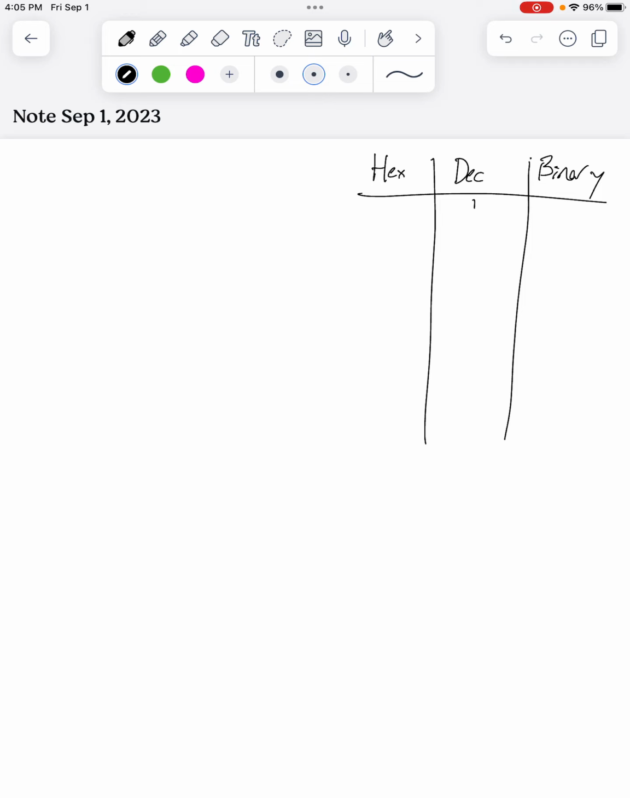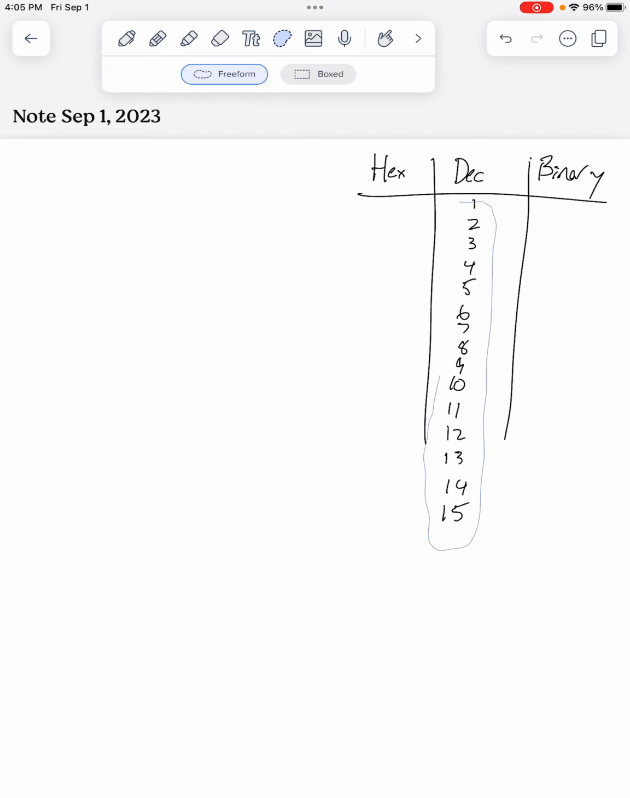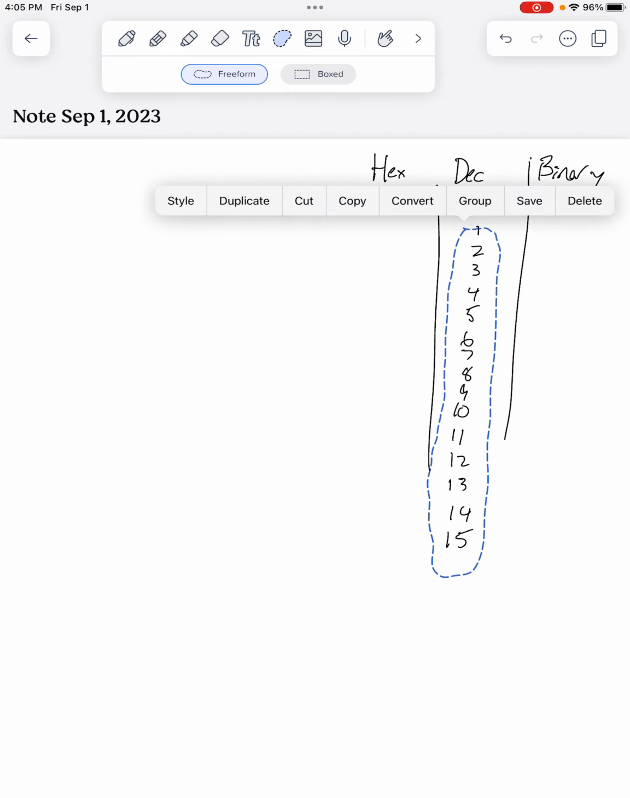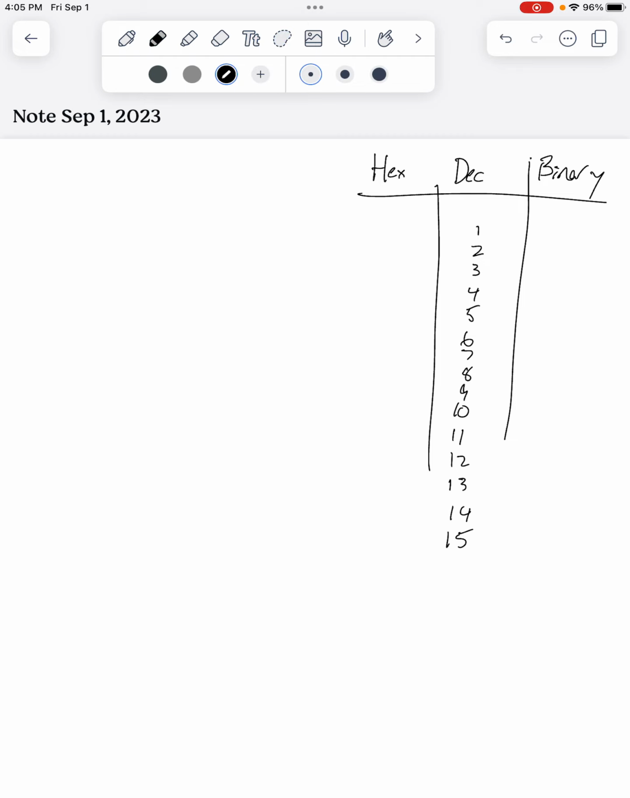So I'm going to start by just reminding us that we have hex, we have decimal, and we have binary, and these are all different ways of representing the same numbers. And I'll start with decimal because it's what we're most used to, and I'm just going to make a table going from 1 all the way up to 15. And I should have actually started at 0 because most appropriately we are going from 0 to 15 when we're looking at hex. So I'm going to do that and give myself my 0 as well.